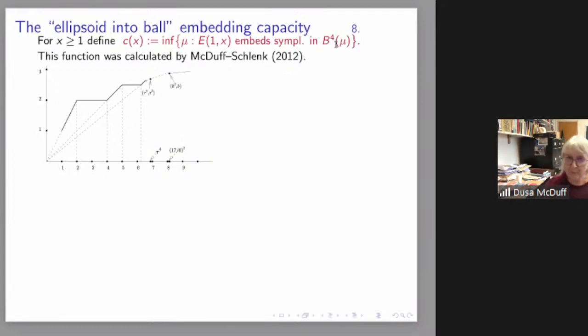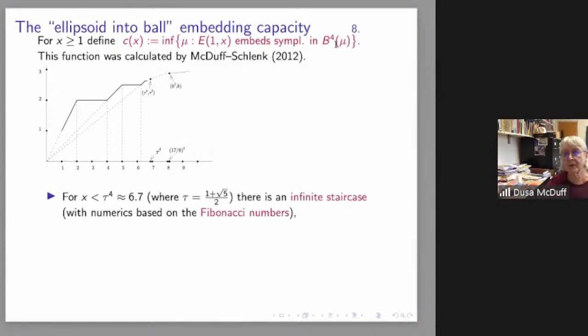There is always an obstruction to do with volume, because if the ellipsoid embeds into the ball, the volume of the ellipsoid has got to be less than or equal to the volume of the ball. The volume of the ellipsoid is a constant times x, while the volume of the ball is a constant times mu squared. So you've got to have x less than mu squared, which means mu is bigger than the square root of x. So that gives you a lower bound. That's the volume constraint.